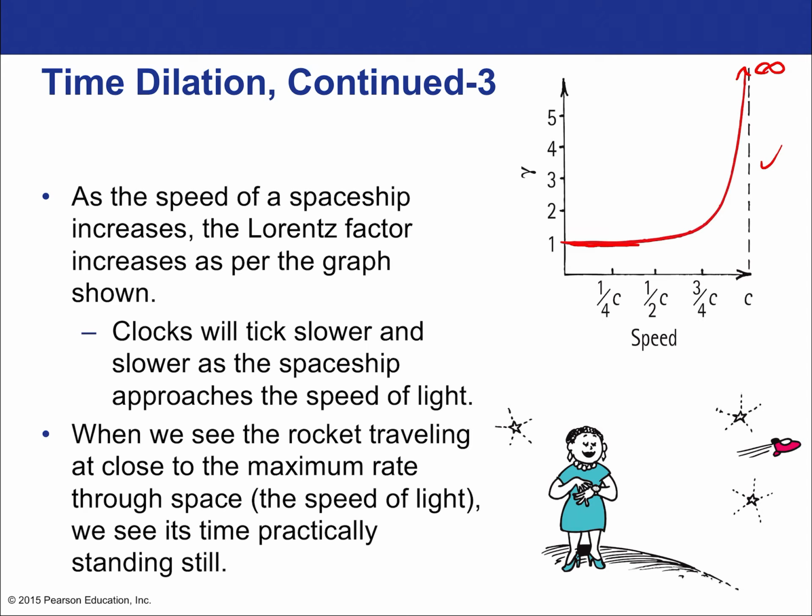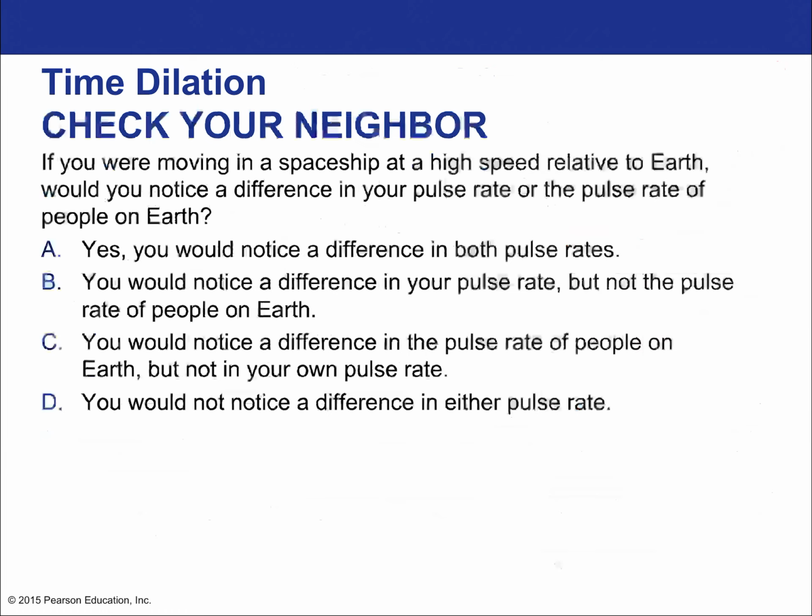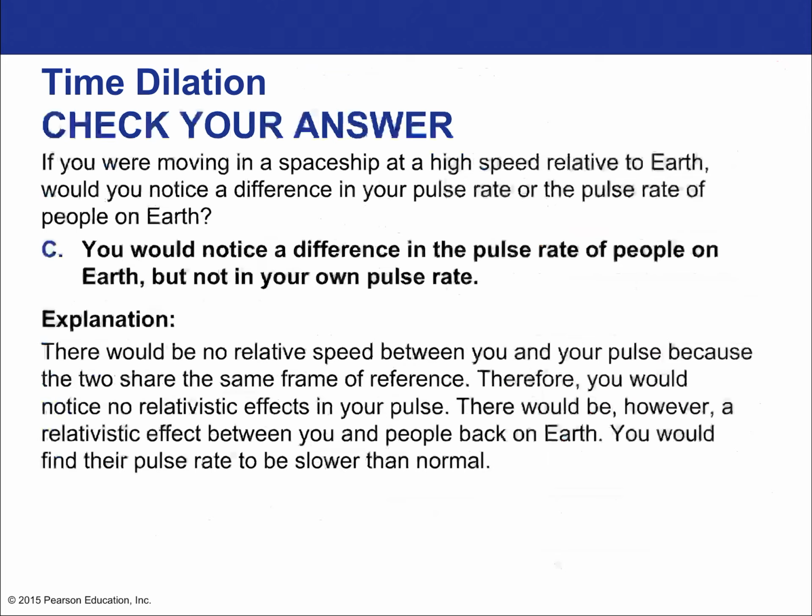All right, now we don't have people traveling at near the speed of light, but there are things that do travel at near the speed of light, and this phenomenon is real, by the way. This isn't just fantasy. Okay, so if you were moving in a spaceship at a high speed relative to Earth, would you notice a difference in your pulse rate or the pulse rate of people on Earth? Okay, you would notice a difference in the pulse rate of people on Earth. They would be running faster, but yours wouldn't.